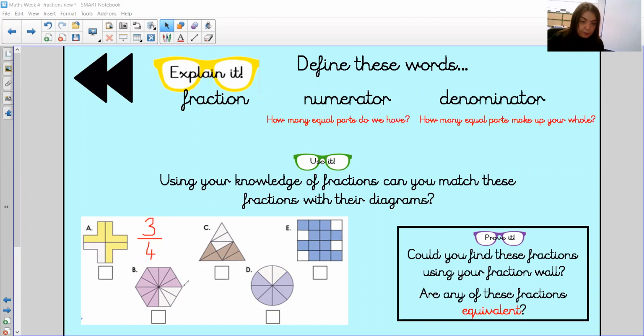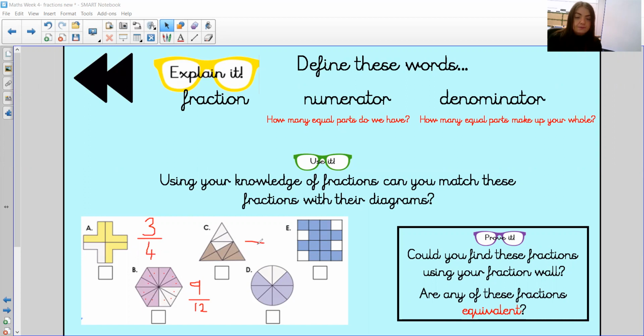So 3 quarters. This one here, little trick. This is what I do all the time to make sure I can count them properly. Dot them. 1, 2, 3, 4, 5, 6, 7, 8, 9, 10, 11, 12. So I've got 12 equal parts. And how many of them do I have? 1, 2, 3, 4, 5, 6, 7, 8, 9. I have 9 of them. Same with this one. So 9/12 for B. Well done if you got that.